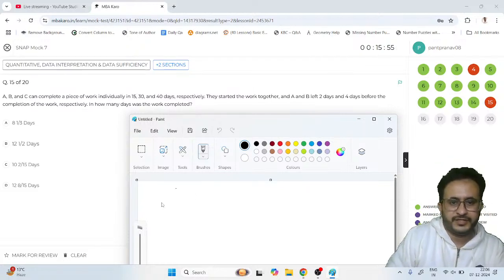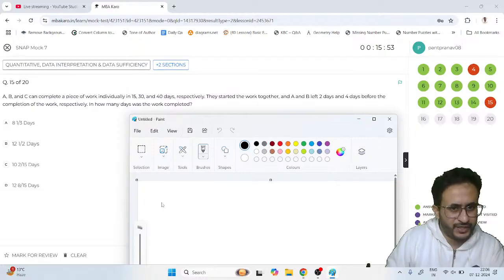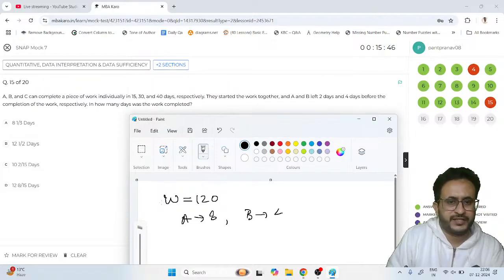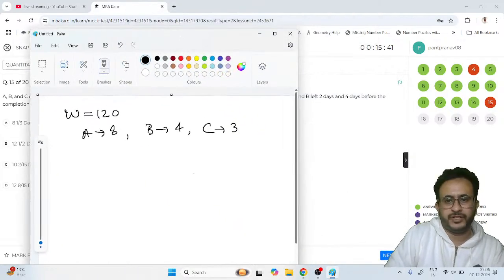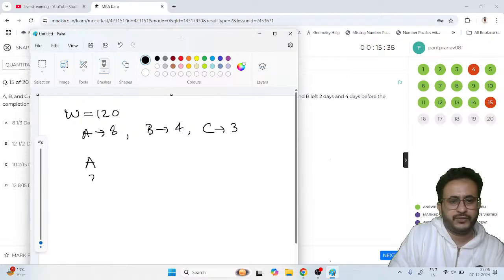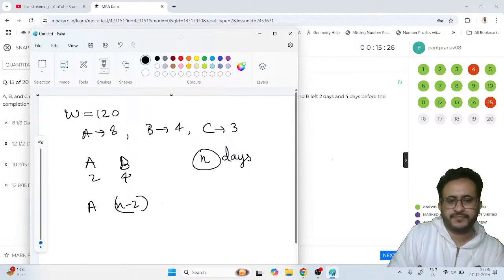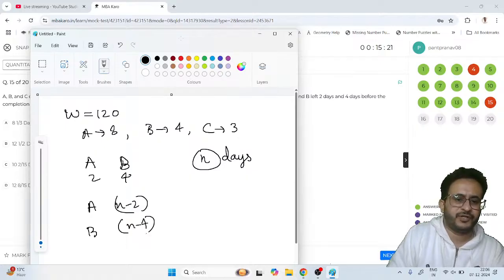Okay, so 15, 30, 40. The LCM is 120. Okay, work is equal to 120. So A is doing 8 units in a day, B is doing 4 units in a day, and C is doing 3 units in a day, right? A and B left 2 and 4 days before the completion of work. A 2 days before, B 4 days before, not 4 days total, right? Suppose it takes n days. Okay, so A works for n minus 2 days, and B will work for n minus 4 days and C will work for n days.